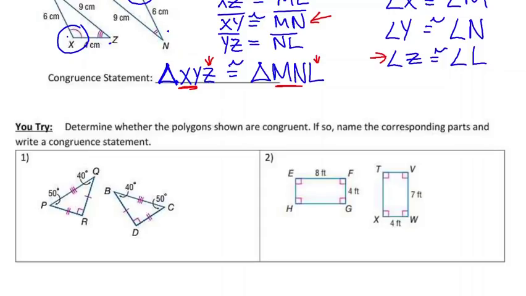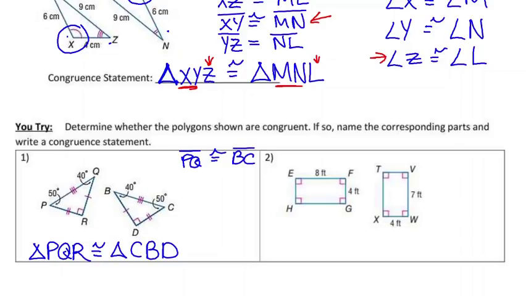So these ones are yes, they are congruent. And the congruent statement would be triangle PQR is congruent to triangle CBD, or some other variation of that, but make sure that you matched your order. And you can see that line segment PQ is congruent to line segment BC. Line segment PR is congruent to line segment DC. Line segment RQ is congruent to line segment BD. And I'm putting a line on top of these because they're line segments.